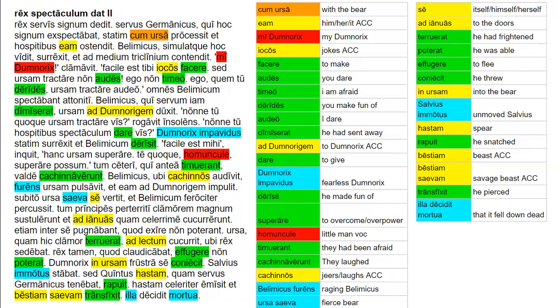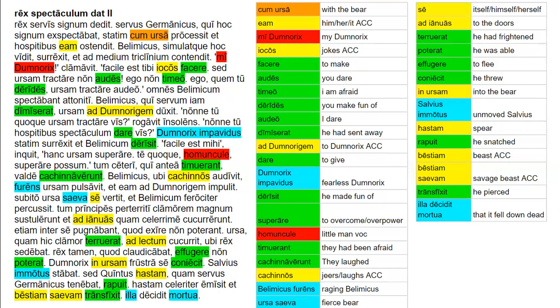Sed Quintus hastam quam servus Germanicus tenebat rapuit. But Quintus seized, rapuit, a spear, hastam, quam, which the servus Germanicus, which the German slave, tenebat, was holding, imperfect tense verb. So rapuit is perfect tense. So putting it all together again, but Quintus seized a spear which the German slave was holding.